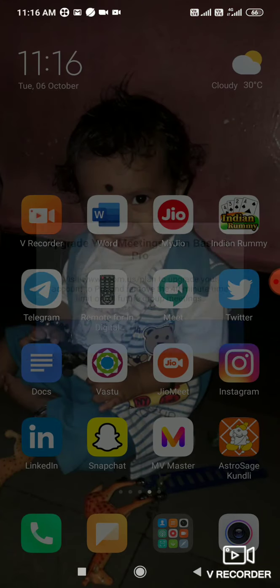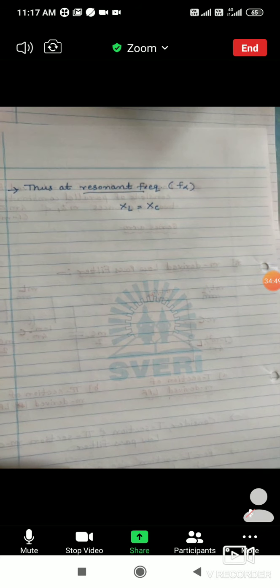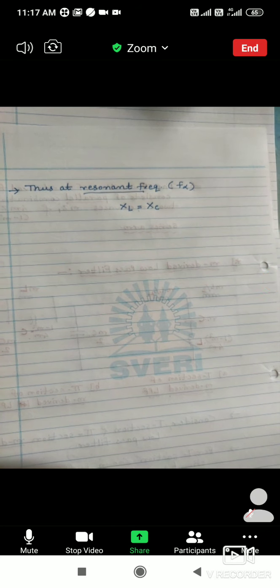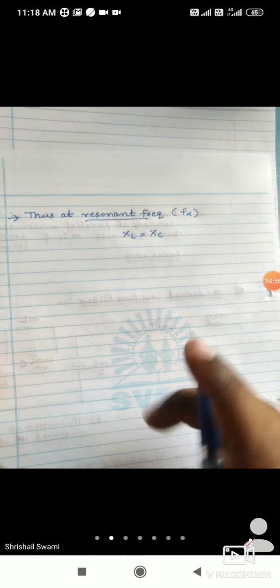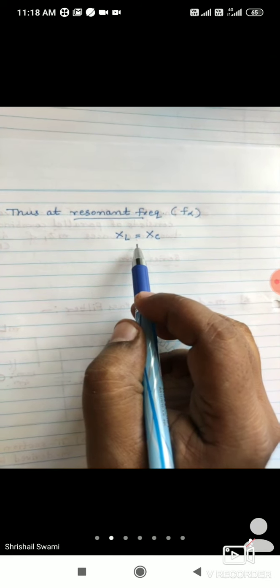Thus, at resonant frequency f alpha, what will be the condition of resonance? What is the condition of resonant frequency? XL is equal to XC. That will be the condition. Already we have learned. So this will be the condition of resonance. At resonance frequency, XL is equal to XC.